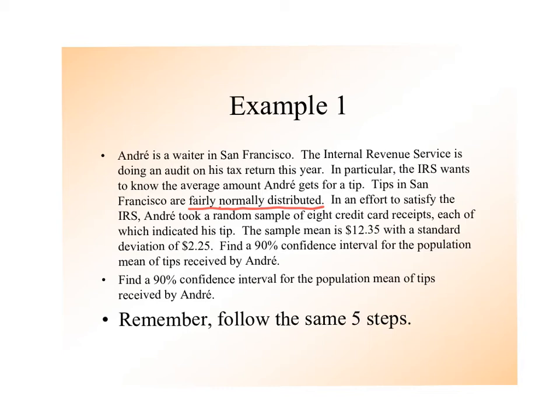In an effort to satisfy the IRS, Andre took a random sample of 8 credit card receipts, each of which indicated his tip. The average of these 8 receipts was 12.35. So another piece of information, sample size of 8. So n equals 8. And the average of the tips of these 8 receipts is 12.35 with a standard deviation of 2.25.